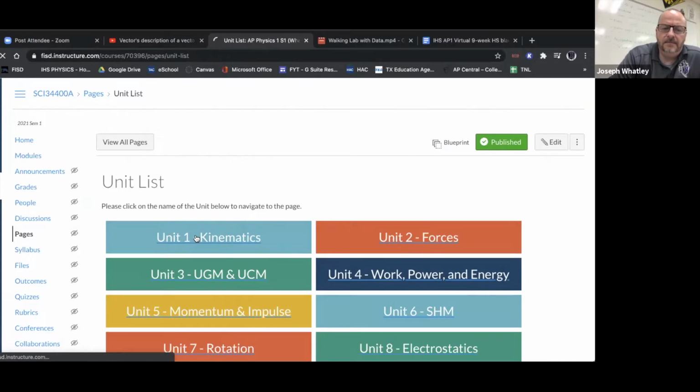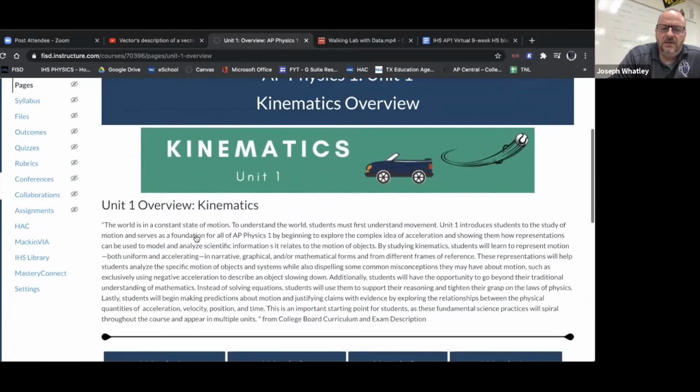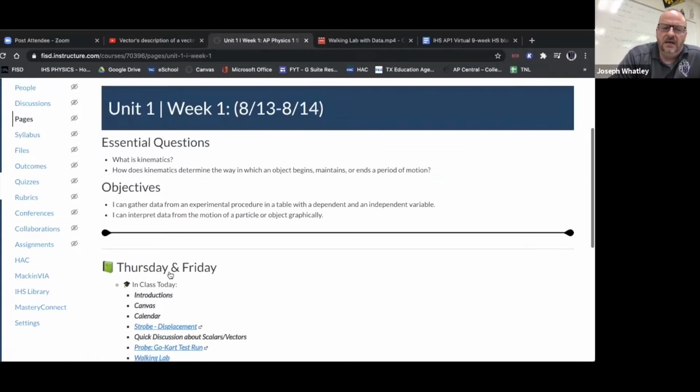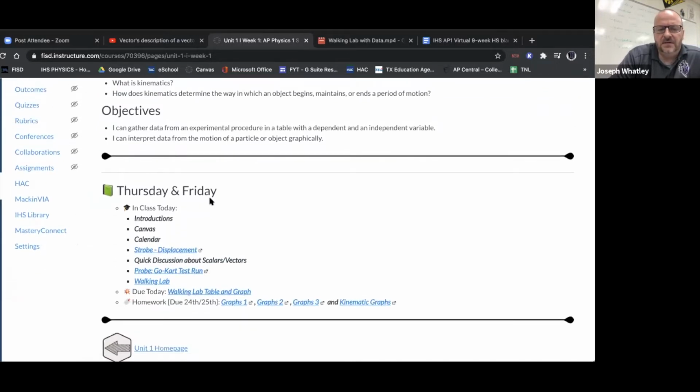Unit 1, we go into there, and there's a cute little description, and it shows us week 1 with the dates. Today's the 13th, so if we go into there, it brings us into today. It has essential questions, objectives. Nobody really reads those, but what's most important is Thursday, Friday. So today's the A-Day Thursday. We've got introductions. That's what we're doing now with Canvas and the calendar. We did the strobe displacement because I don't care about the order that's here. I like to do my own thing.